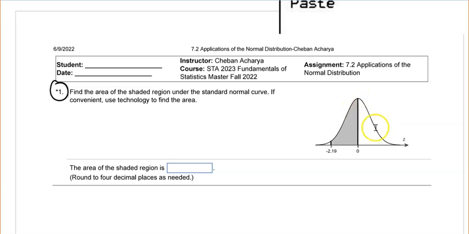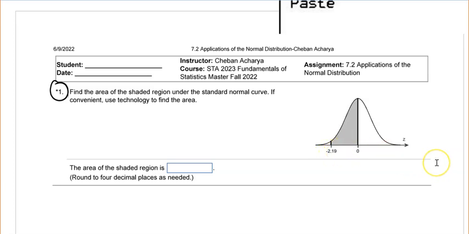This is the standard normal curve because this line represents the z-score. Therefore, this is the standard normal curve, and you have to find the area here between these two numbers. You can see that negative 2.19 and 0.